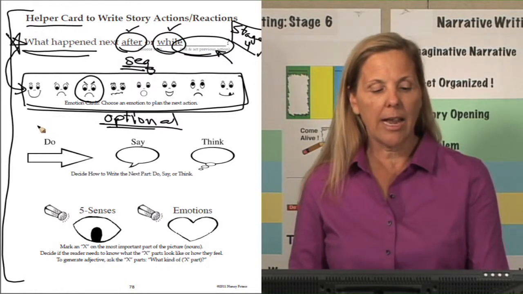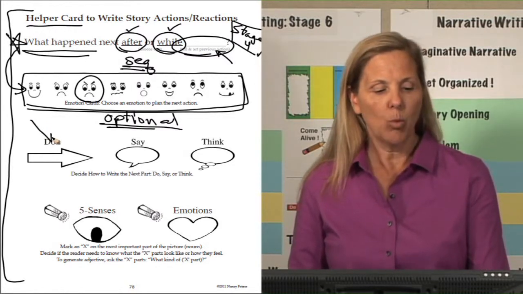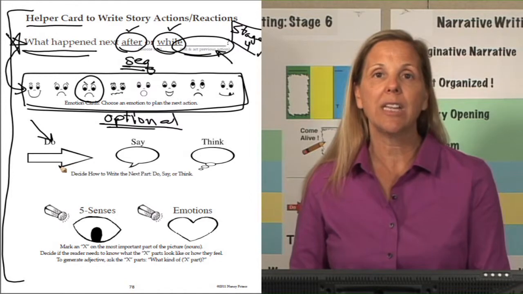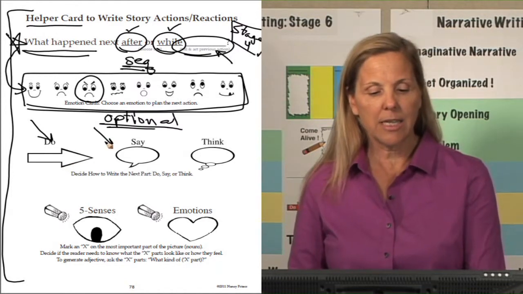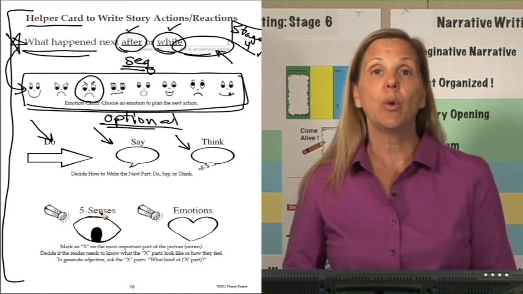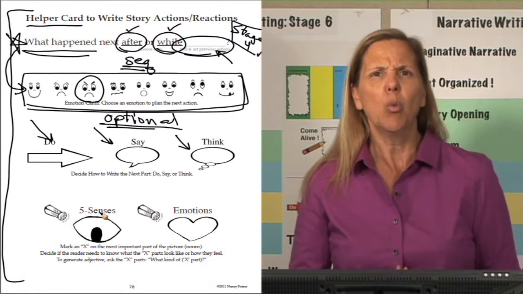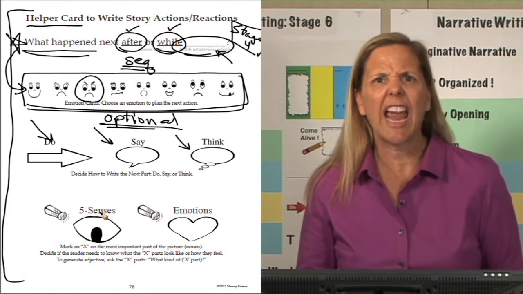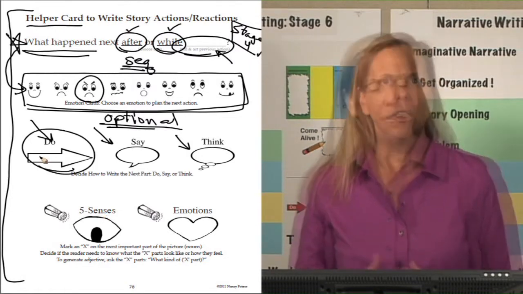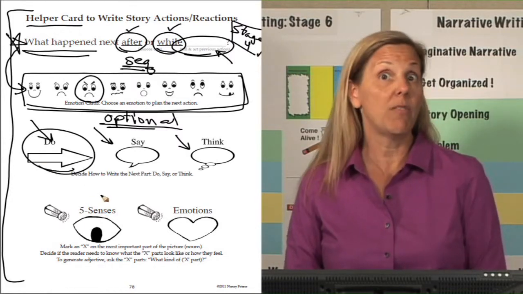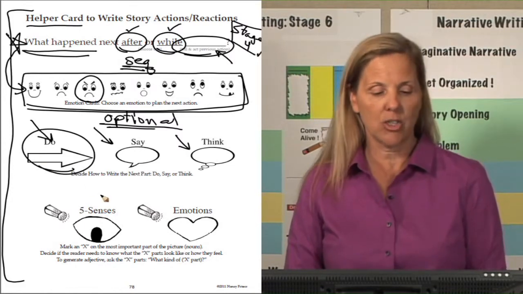Then we need to decide, how will we write that? Will we write that showing he was angry that he did something, said something, or thought something? So we could start our next sentence off with, he snarled and tugged at his tail. There's our do sentence for revealing that he's angry and the next action.